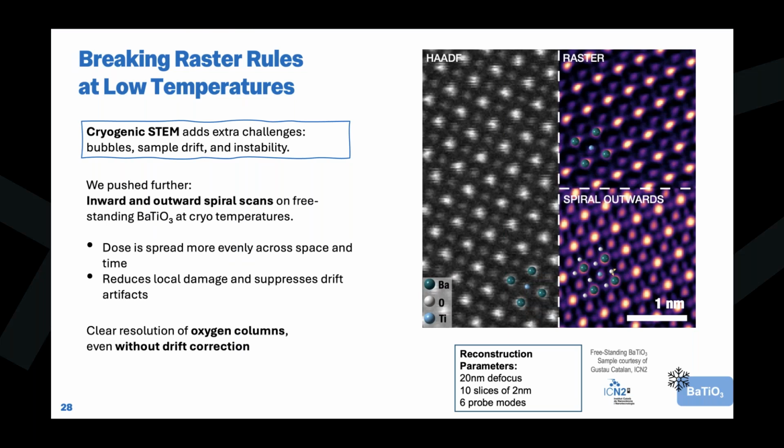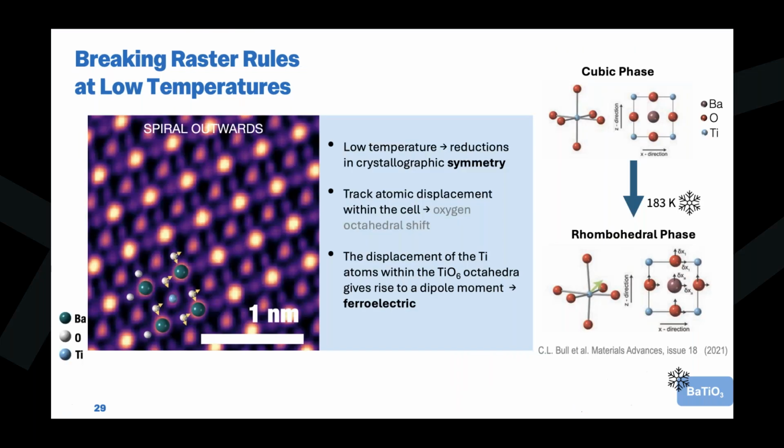If we go to the next slide. And as I was saying before, this is really interesting because in BTO, when we're in the low temperature phase transition, we get this octahedral shift of the oxygen. And if we can really map that, we can track that. If we can really track the displacement of these atoms, we can test if this is really the ferroelectric phase that we're looking at.